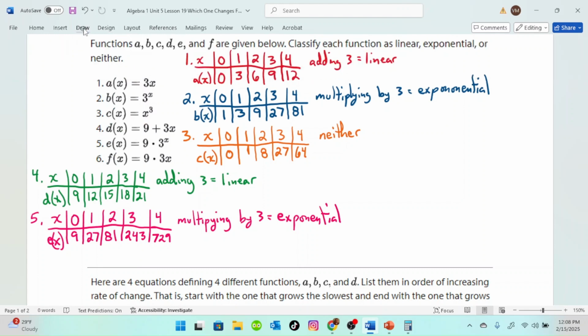And lastly, number 6, we have x as the input. We have f of x as the output. When x is 0, 3 times 0 is 0, times 9 is 0. When x is 1, 1 times 3 is 3, times 9 is 27.